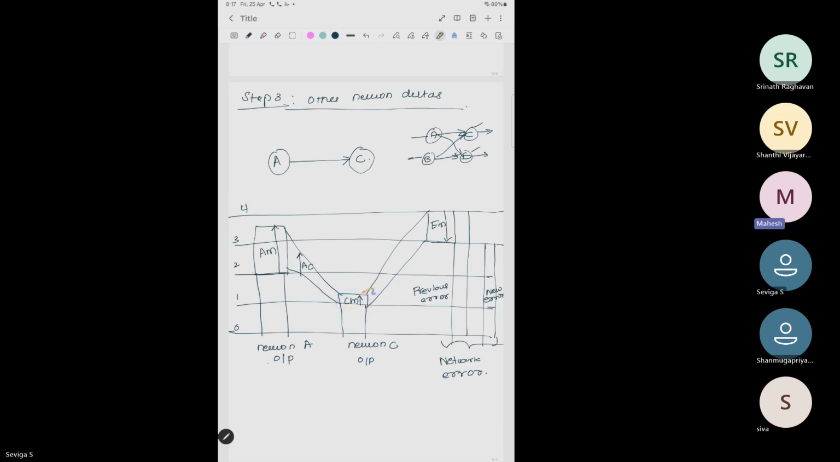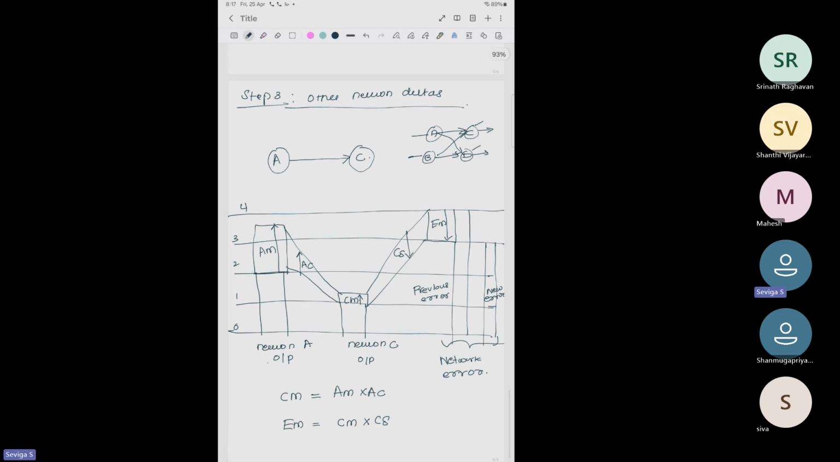AC gets multiplied by the change in the outcome, only the change in the outcome, not AO. So I will write it better. CM is equal to AM into AC. And EM is equal to CM into C delta. So the change in the outcome into C delta.